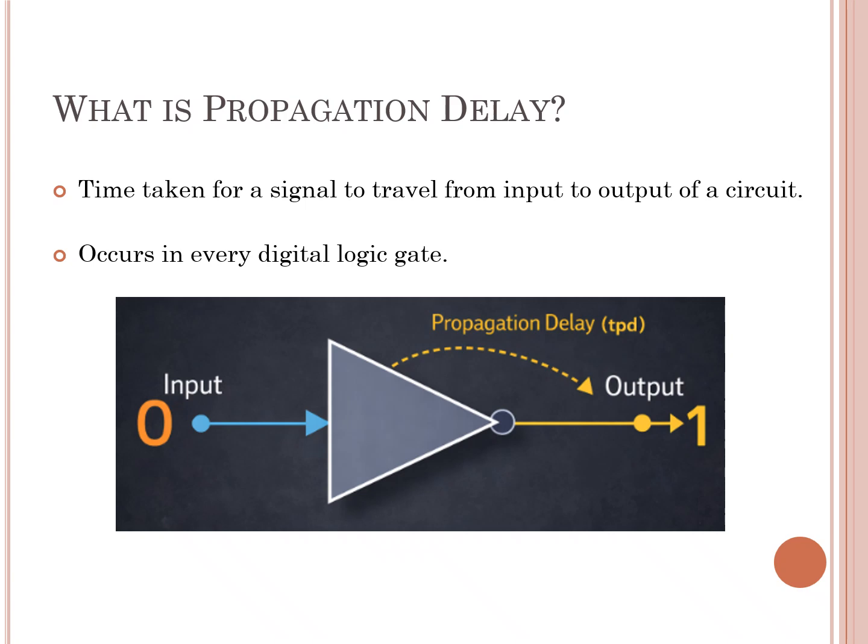Now, this is very important for interviews: propagation delay is measured from 50% of the input transition to 50% of the output transition. Not from 0 to 1, but from the midpoint to the midpoint. So, whenever you see a signal changing, remember there is always a small delay between input and output, and that is the propagation delay.